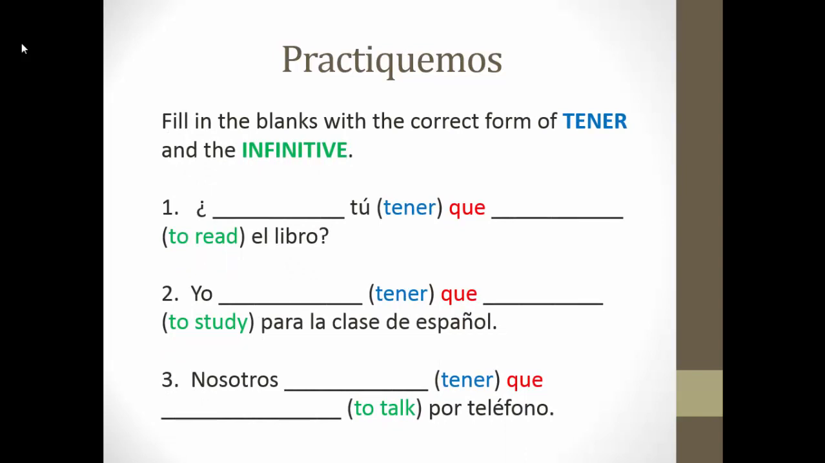Before we move on, pause the video and make sure you fill in the next part of the note guide where it asks you to use tener plus que plus an infinitive to talk about what you have to do.